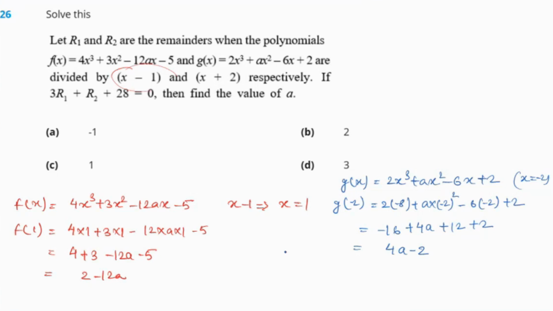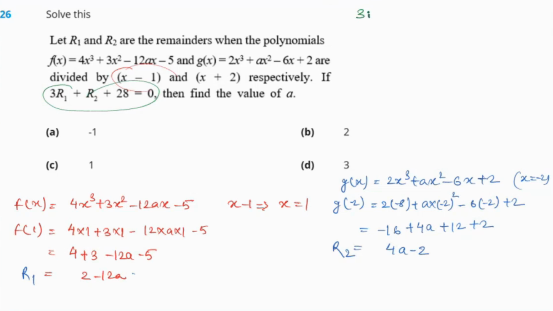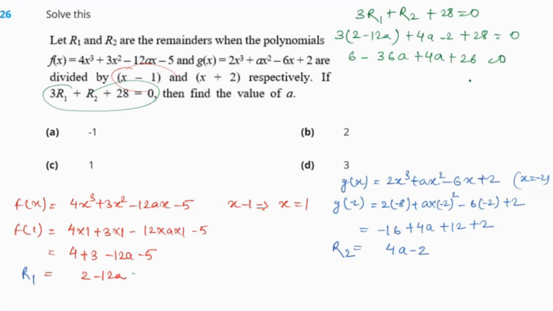Okay. Now this is the value of R1 because this is the remainder, and this needs to be the value of R2. Now we will put this entire value over here, what is given to us. So 3 times R1 plus R2 plus 28 is equal to 0. So 3 times R1 is 2 minus 12a plus 4a minus 2 plus 28 is equal to 0. So 3 times 2 is 6, 3 times 12 is 36, minus 36a plus 4a minus 2 plus 28 gives us plus 26. So minus 36a plus 4a becomes minus 32a plus 32. Okay, minus 32a plus 32 is equal to 0.